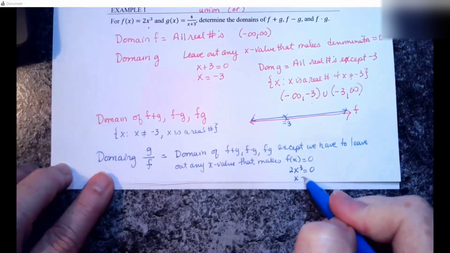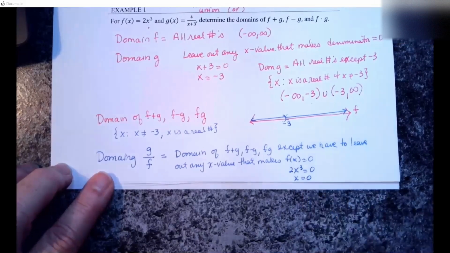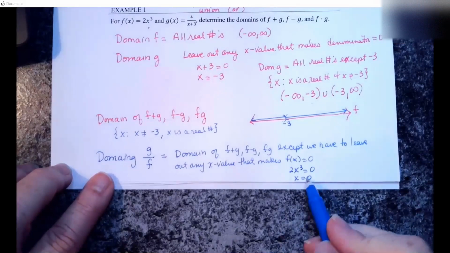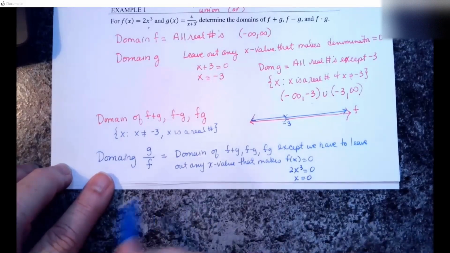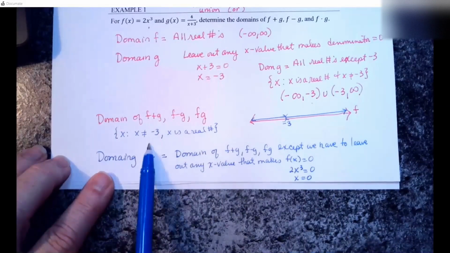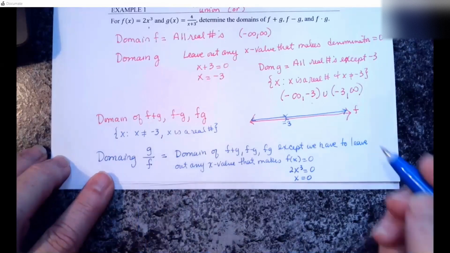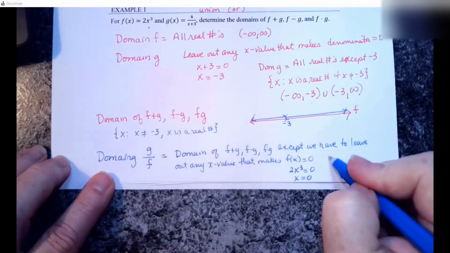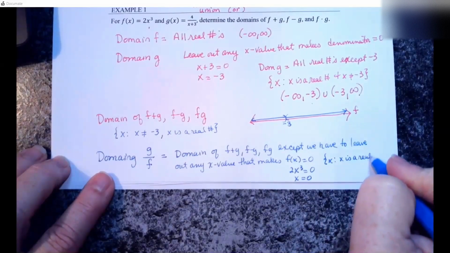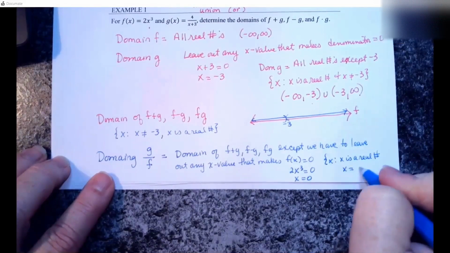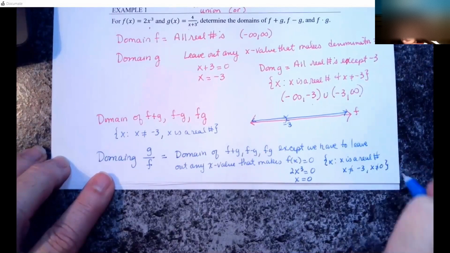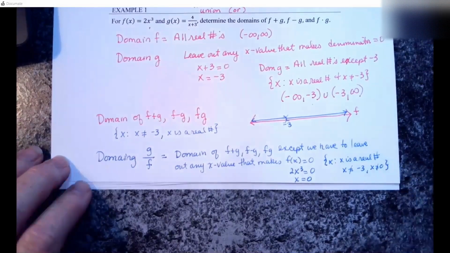Now, we'll talk more about actually going through a process to solve an equation like that in a few sections. But what makes that denominator 0 is 0 itself. So we would take the domain that we have here and we would also leave out 0. So the domain of g divided by f in this case would be the set of all x such that x is a real number and x is not -3 and x is not 0. Okay.